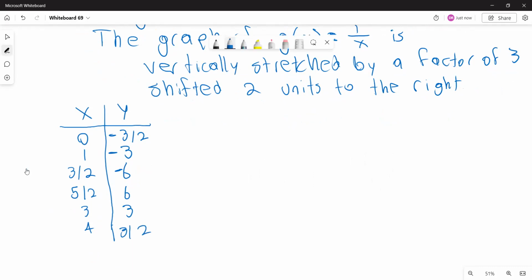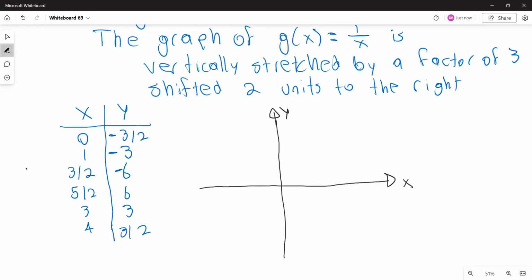We're going to sketch the graph. What happened here is that the graph shifted 2 units to the right. So now the vertical asymptote is going to be at x equals 2.